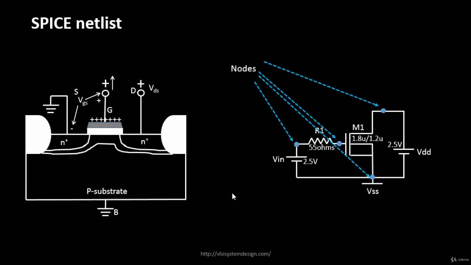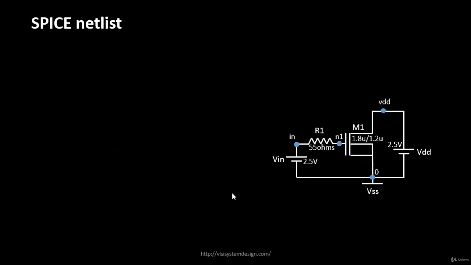Now let's convert these nodes into a valid SPICE netlist, one step at a time. We will give some names to these nodes. This node, let us call it N, this node N1, this one 0, and this one VDD. There is no restriction on giving node names. It can be numerical values or it can be anything. So let's give these names. Now let's try to use these node names.